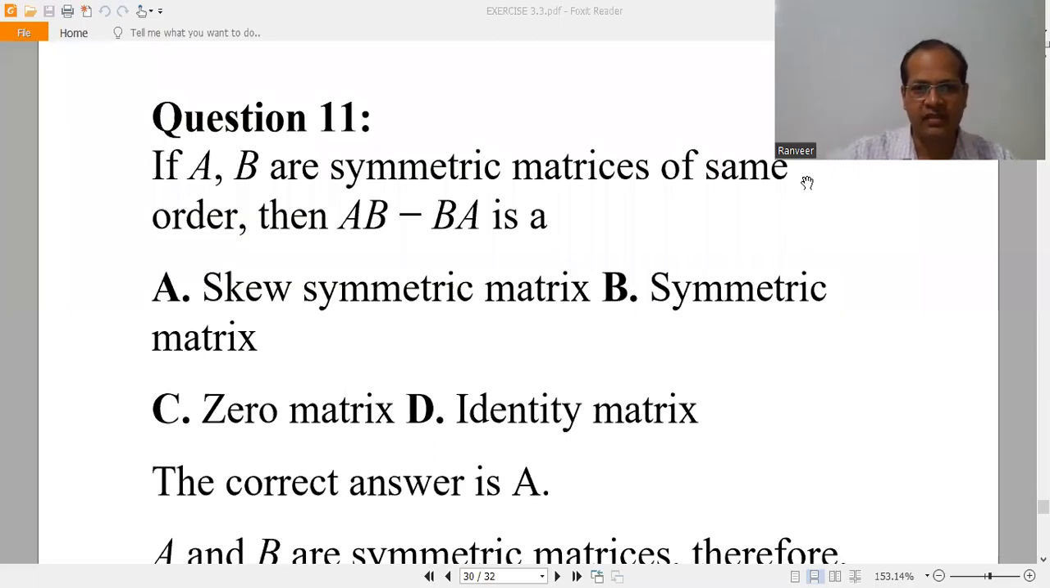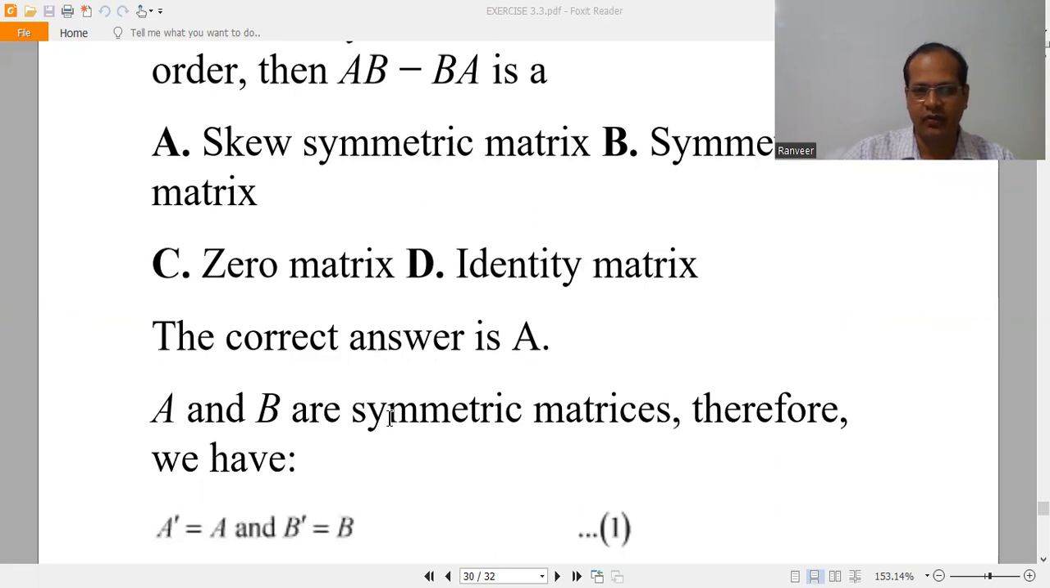Now question number 11 is very, very important. If A and B are symmetric matrices of the same order, then AB minus BA is equal to what? In this, we have to select the correct choice: skew symmetric, symmetric, zero matrix, or identity matrix.